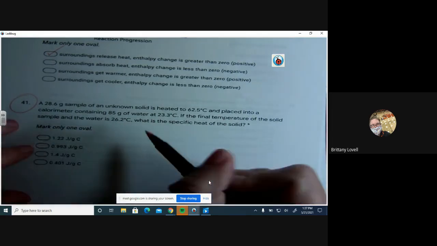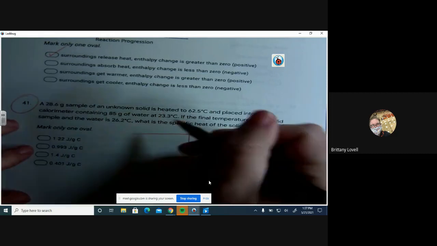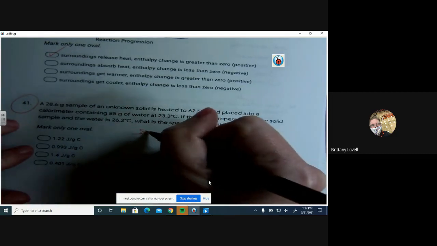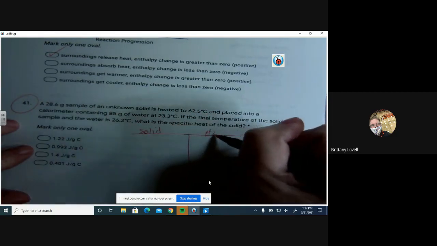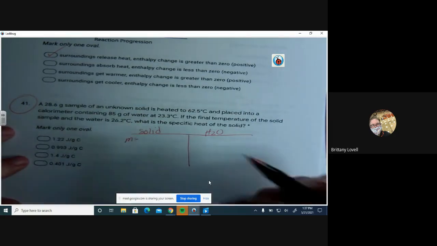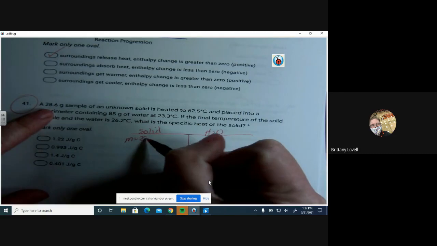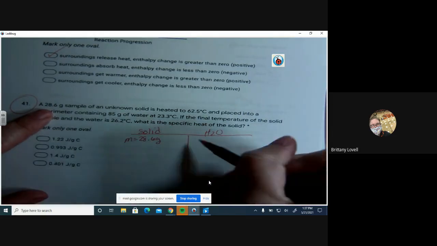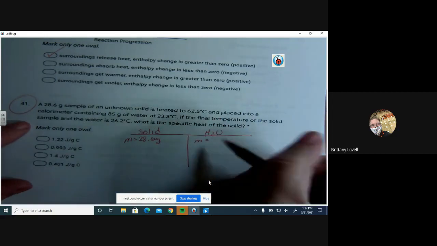So I'm going to make myself a little table, and this is my solid, and this is going to be the water that I drop it into. Okay, the mass of the solid that they tell me was 28.6 grams. The mass of the water was 85 grams.